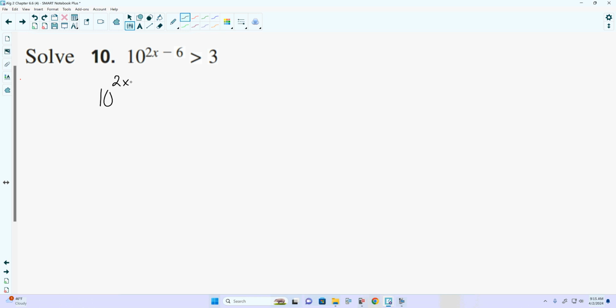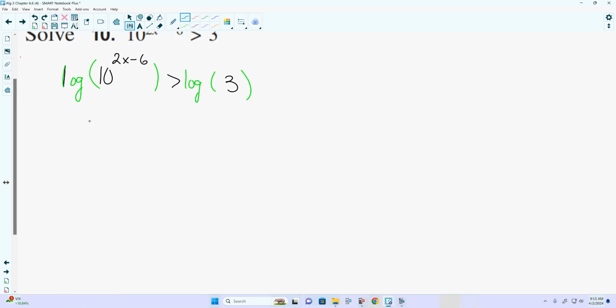So we have 10 to the 2x minus 6 is greater than 3. What would we do first? We do log base 10, which is actually just the same as log, because we don't have to write the base 10, it's understood. On the left side, log base 10 of 10 to the 2x minus 6 is just 2x minus 6. It's greater than log of 3.